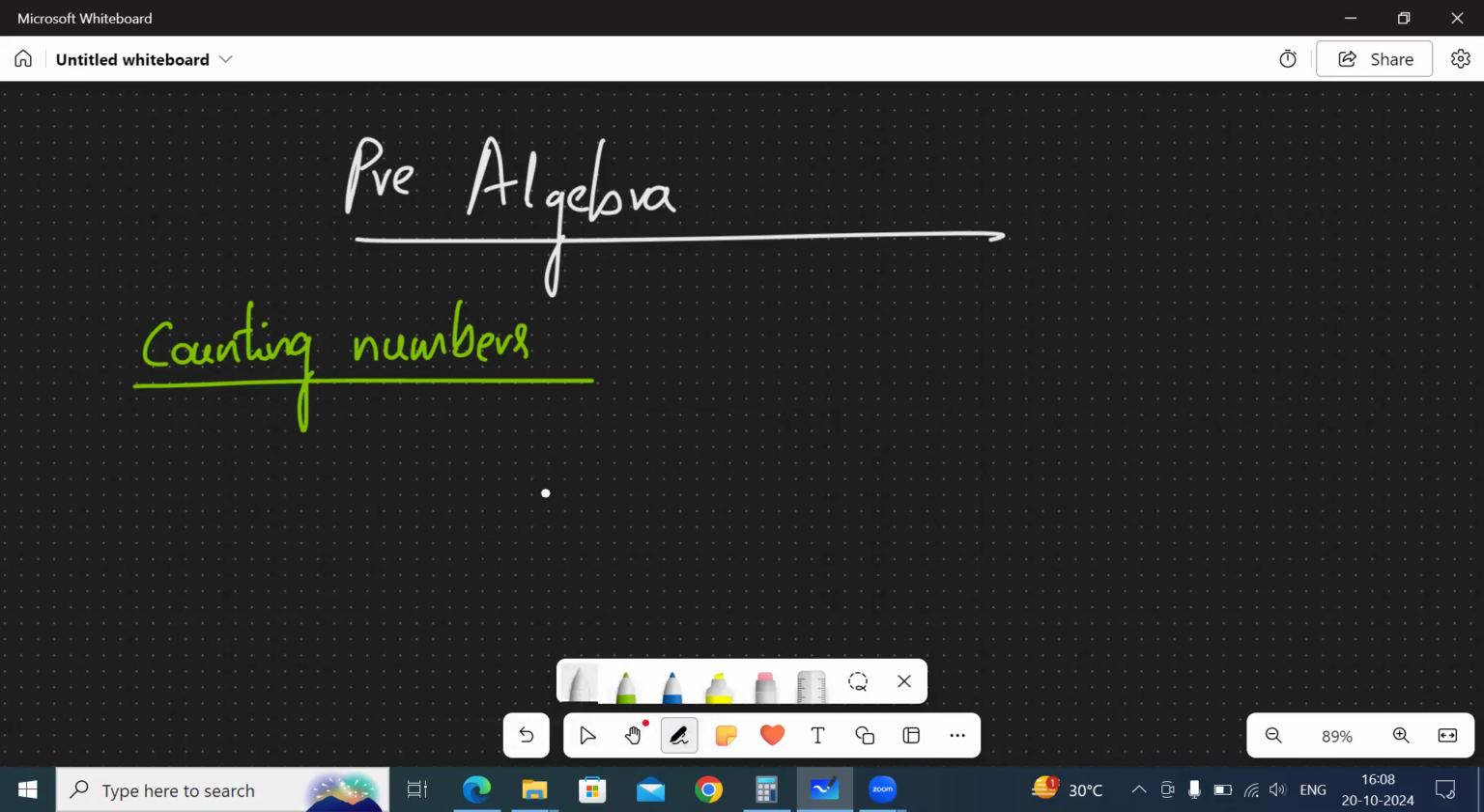Okay. So I'm going to draw a straight axis like this. And here I'll be having 0. And here, 1. And this is 2. And this is 3. And this is 4. And this is 5. And so on.